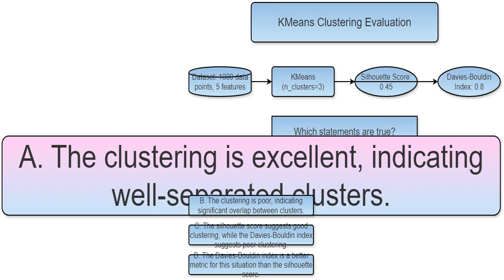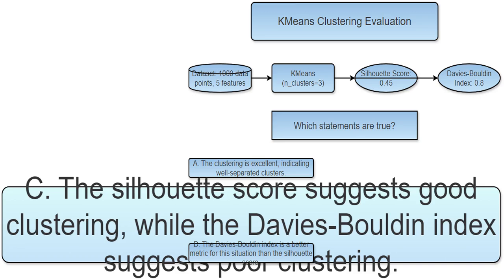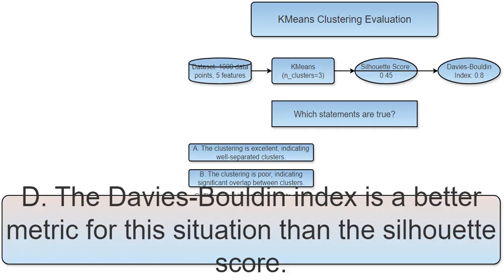This is incorrect. While the silhouette score is moderately good, the Davies-Bouldin index shows poor clustering. Excellent is too strong a claim given the results. Partially correct. The Davies-Bouldin index shows poor clustering, but the silhouette score isn't entirely negative. The statement is too absolute. This statement is correct. It accurately describes the conflicting information provided by the 2 metrics. It's important to consider multiple metrics when evaluating clustering quality. This is subjective and not necessarily true. Both metrics offer valuable insights, and neither is universally superior. The best approach is to consider both.